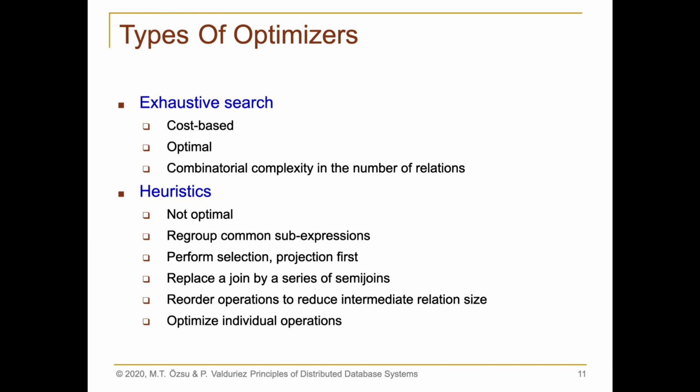They are mainly based on a function called a heuristic function that tells them how far they are from the desired solution space. For instance, tasks like regrouping common sub-expressions, performing selection and projection first before transfer of fragments, replacing a join by a series of semi-joins, reordering operations to reduce intermediate relation size, and optimizing individual operations can be considered as query optimizers that employ a heuristic approach.